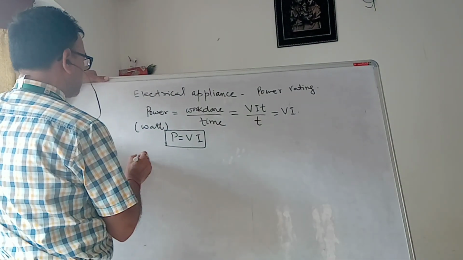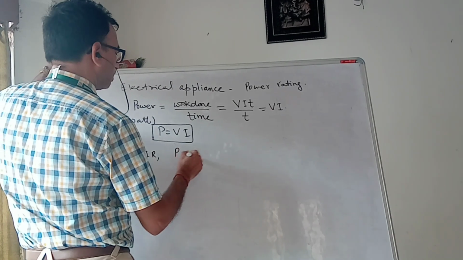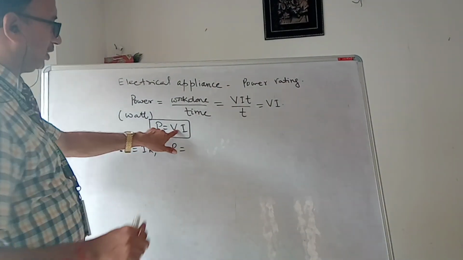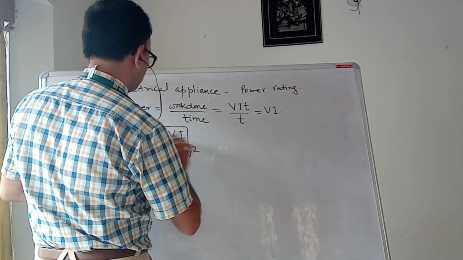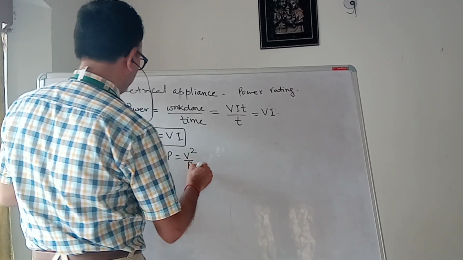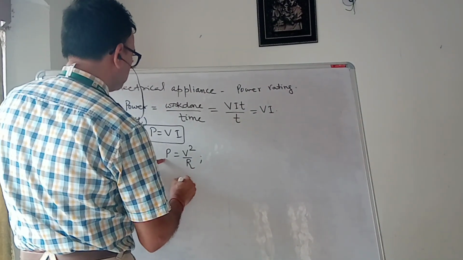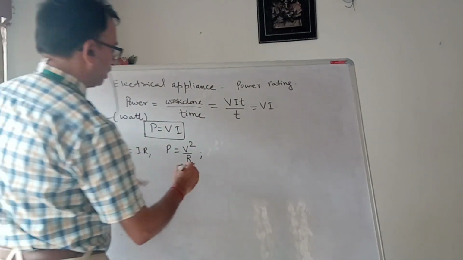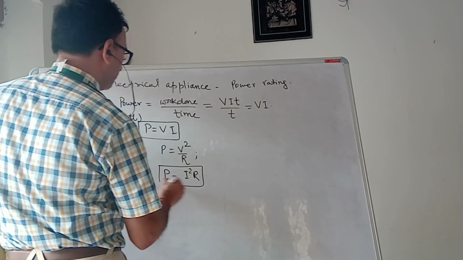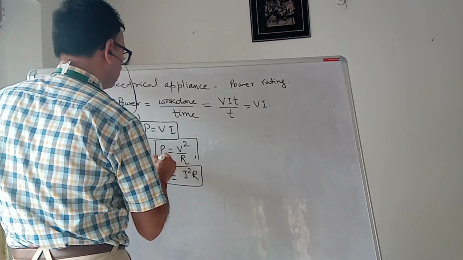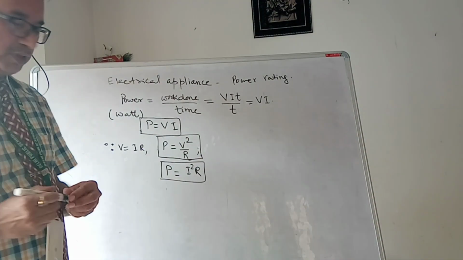Now, since V equals IR from Ohm's law, what is the power then? If you substitute V with IR, or I equals V by R, the power becomes V square by R, or I square R. So there are 3 formulas. These will be the same, but the application is different.